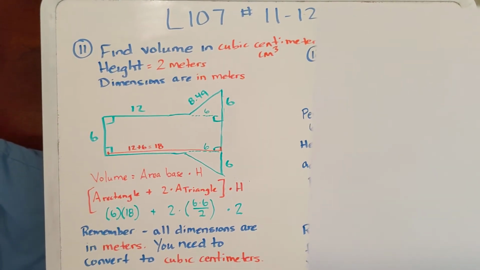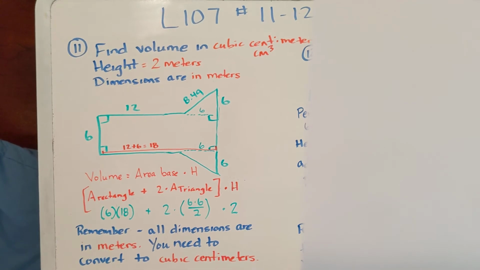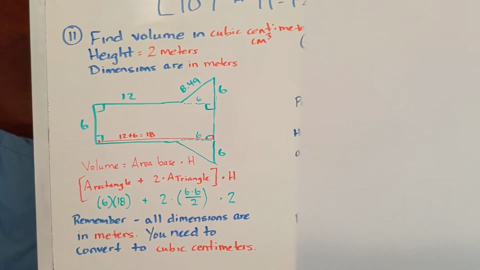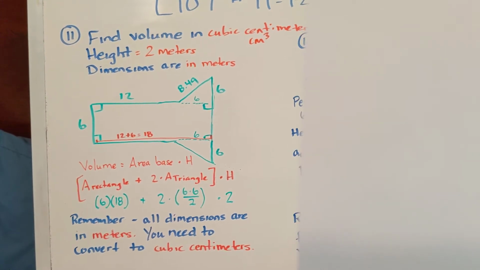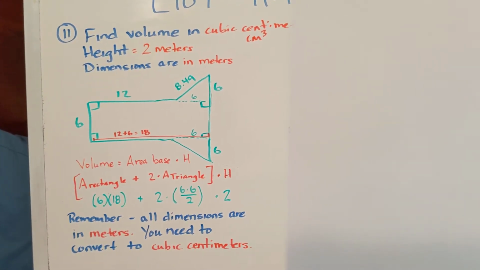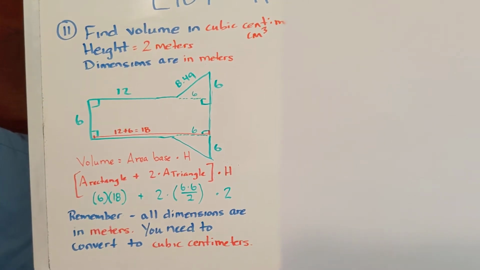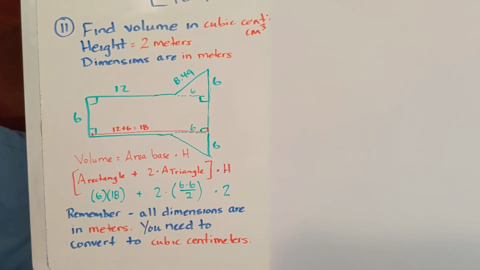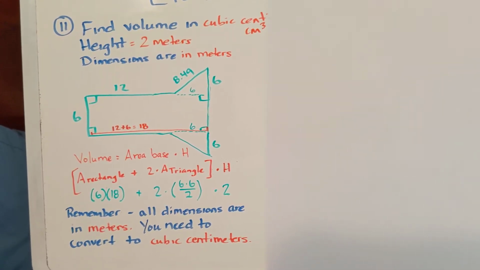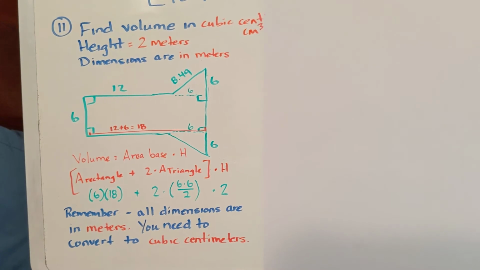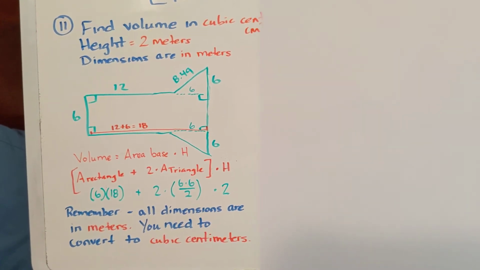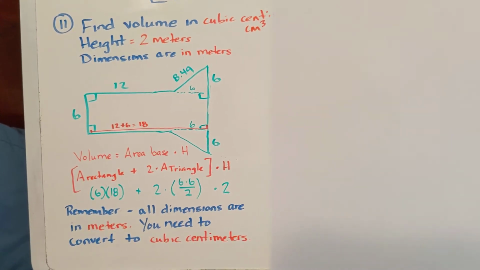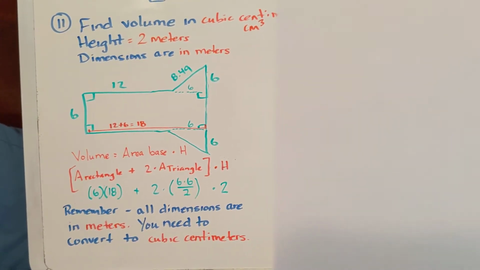Okay, so volume, if you used your book as a resource and looked in the back cover, you'll remember that volume is the area of the base times the height. In this figure, we have two different shapes as the area of the base. So we'll have to figure out the area of the rectangle, and we have two triangles, but the measurements of the triangles are the same, so we can simply multiply by 2. Then we have to multiply times height for the volume.